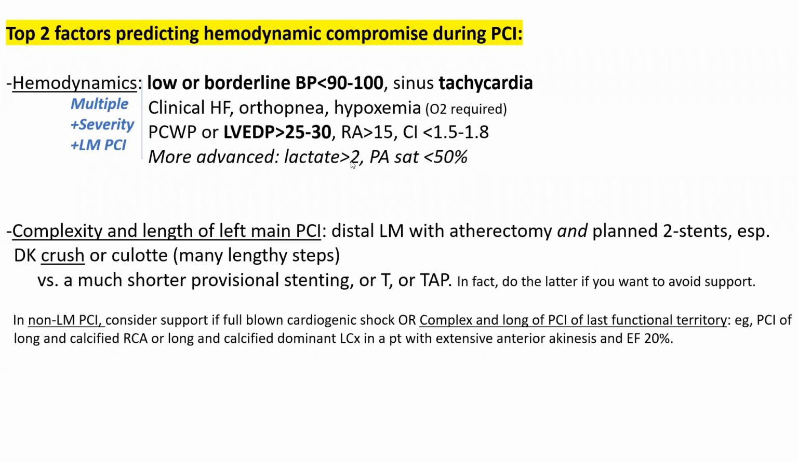So usually, when do I do LV support? If I have the combination of those 2: bad hemodynamics, mainly a combination of multiple of those, clinical and invasive, plus complex and long left main. So when I have the two, I definitely use LV support. When I have only one of them, then it depends. If it is hemodynamics, I account for how bad it is and how many factors and how severe they are before I decide about using LV support.